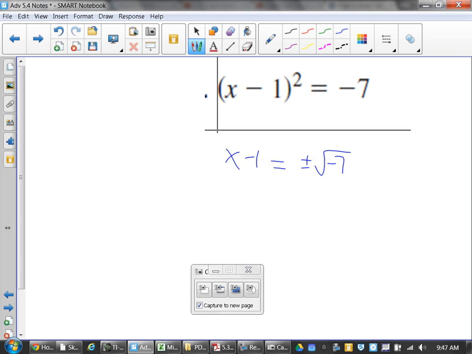I root 7. Yes. That's it. Because remember, since this negative is here, the only thing you can simplify out with the 7 is to rewrite it as the square root of negative 1 times the square root of 7. We know that the square root of negative 1 is i. So your answer then, you get x minus 1 is plus or minus i root 7. And then lastly, what do I do? Add 1.